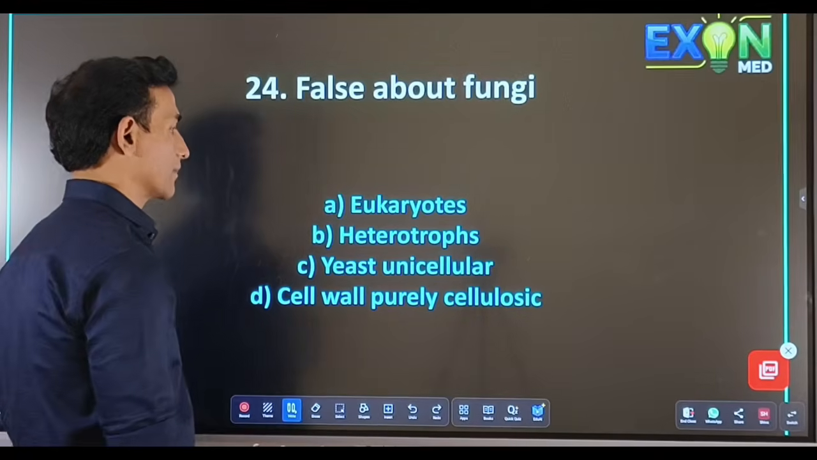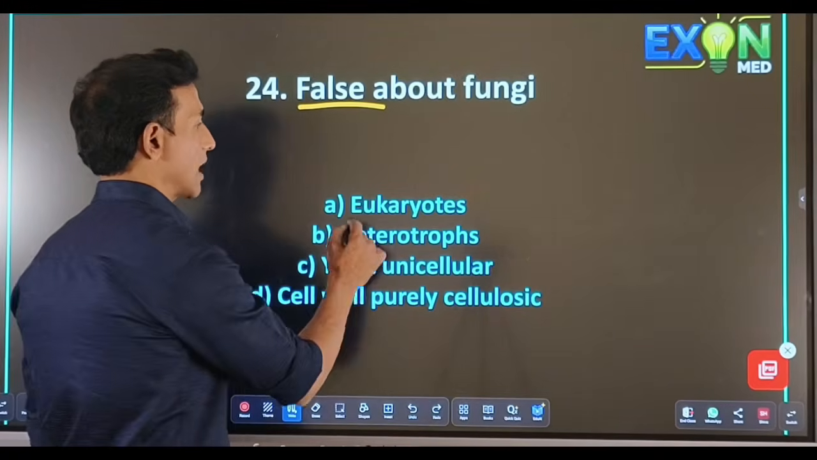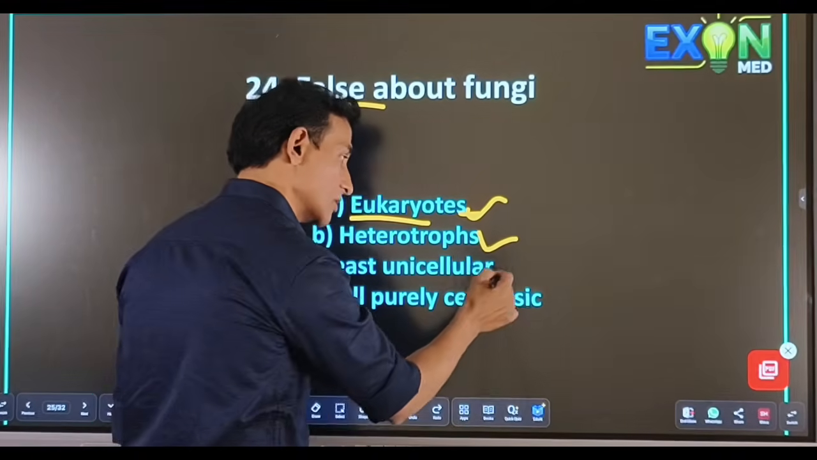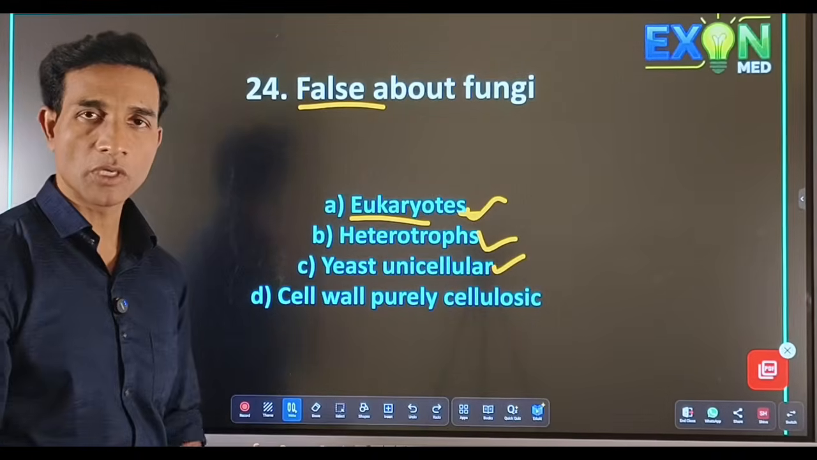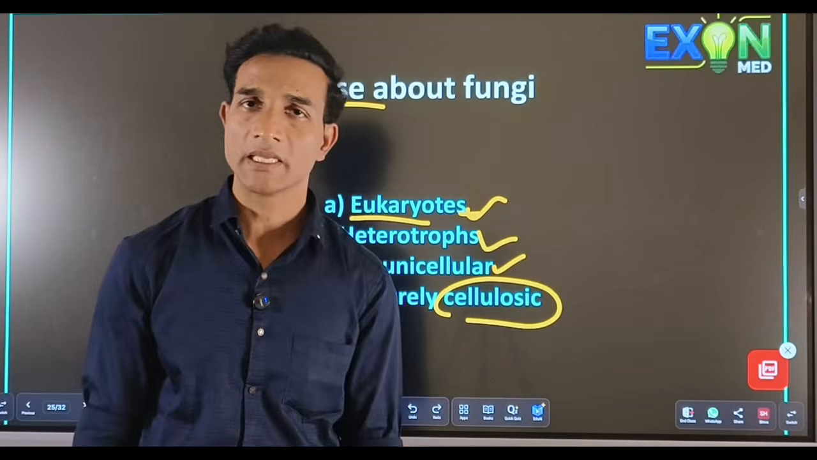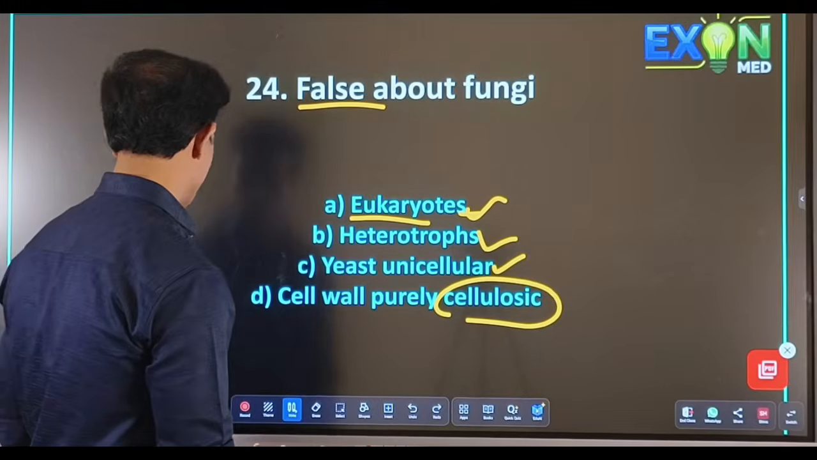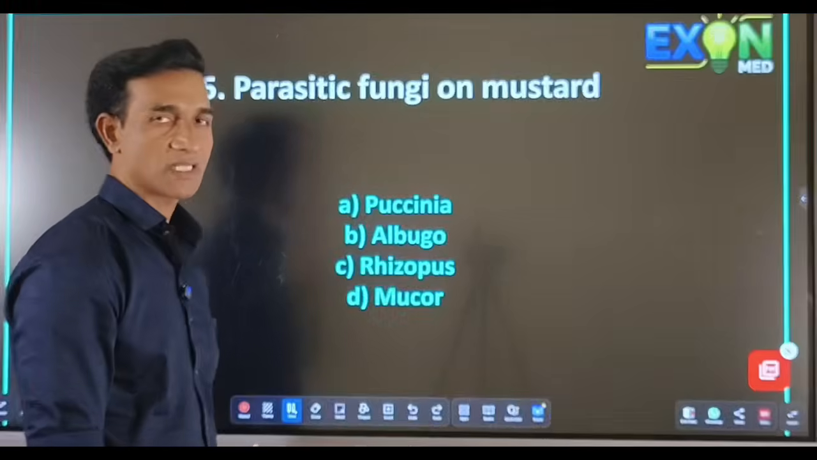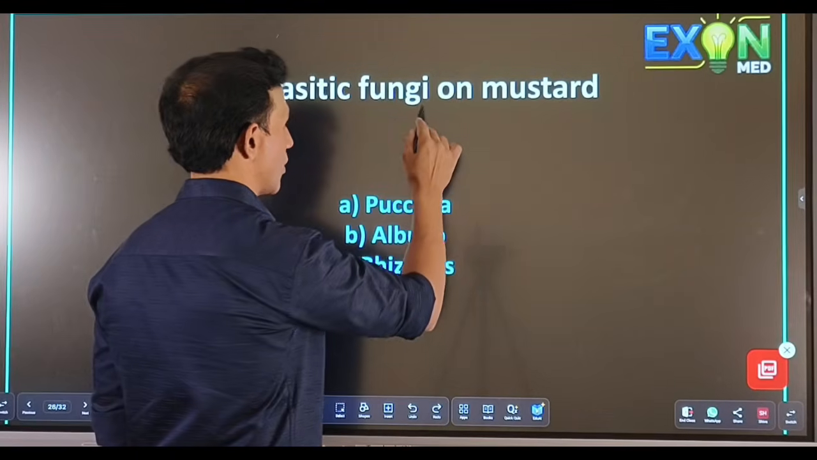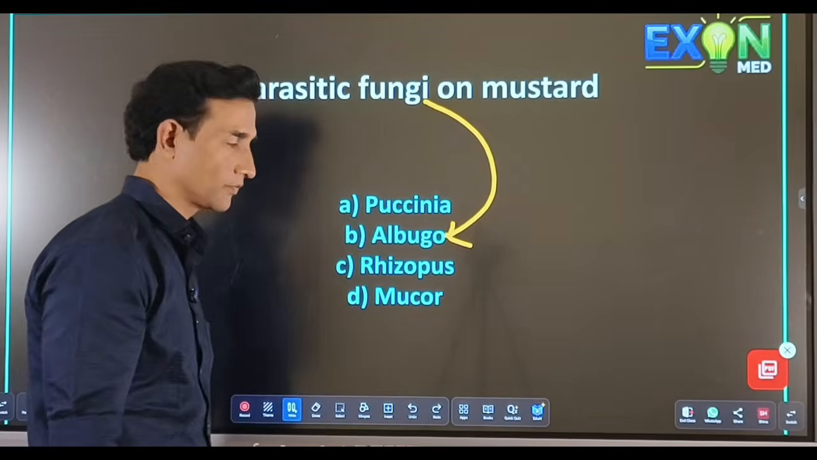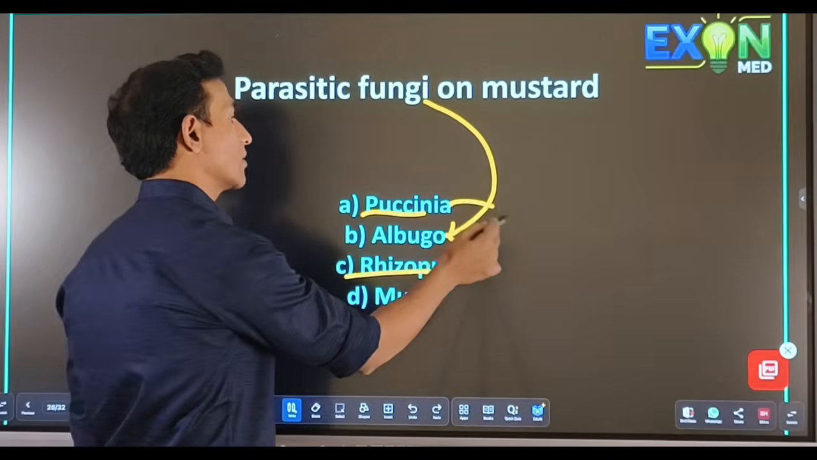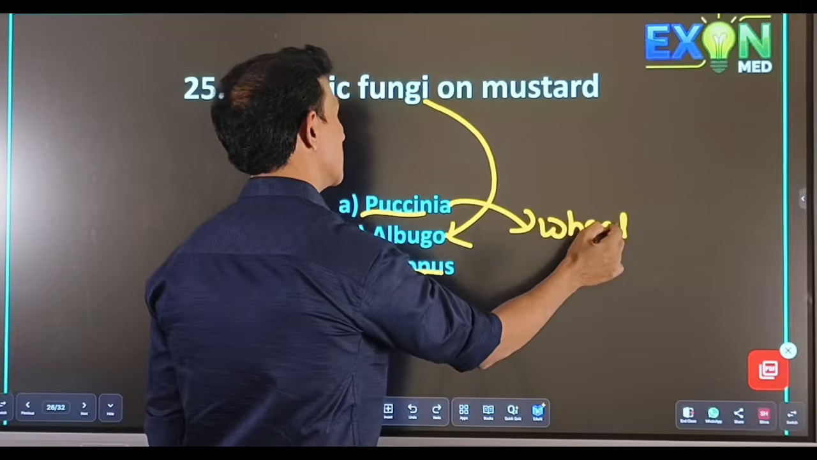False statement about fungi. They are eukaryotes. Yes. They are heterotrophs. Correct. Yeast is the only one which is unicellular. Correct. Cell wall is purely cellulosic. This is wrong because the cell wall is made up of a chitinous layer. Parasitic fungi on mustard: Albugo. And we know Rhizopus is a bread mold fungus, and Puccinia causes disease in wheat, so wheat rust.